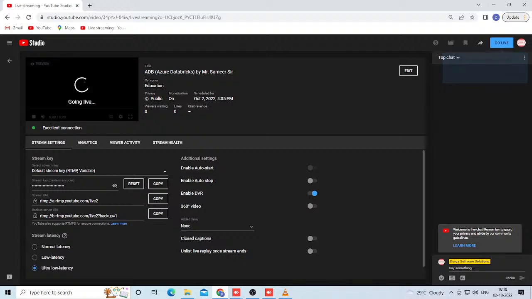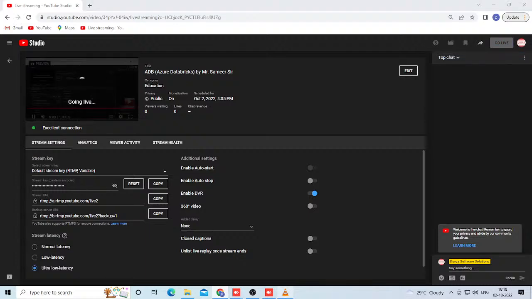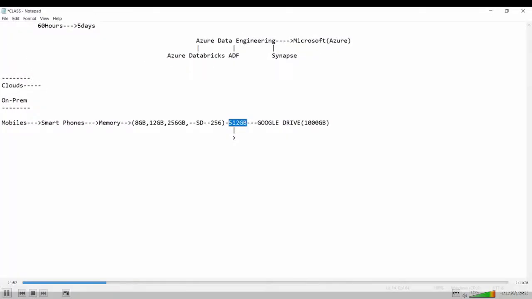Data is stored in my mobile phone, as well as the same data is stored even in the Google Drive. Can I recover it back even if I lose my mobile phone? Yes, I can recover it. There is a way now, guys. But what is the problem here? The problem here is that the Google Drive provides a default memory of 15 GB only.